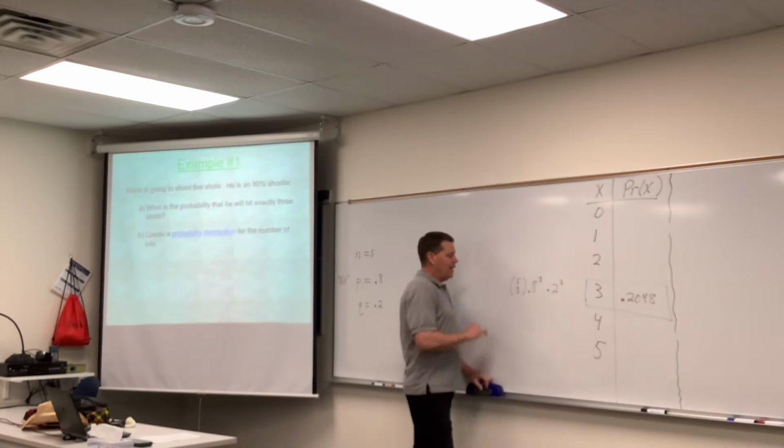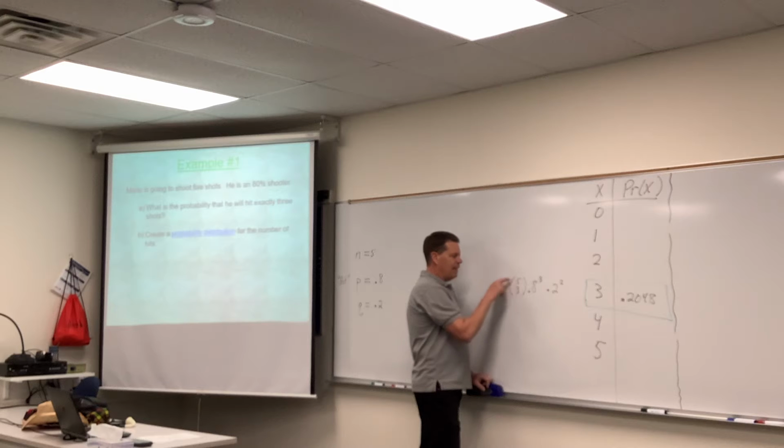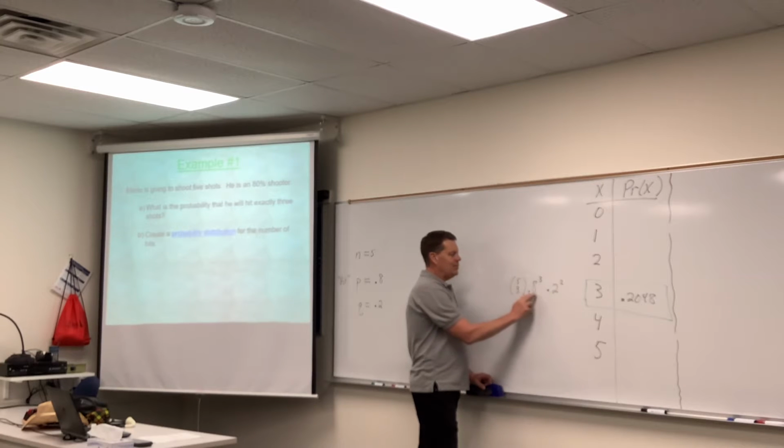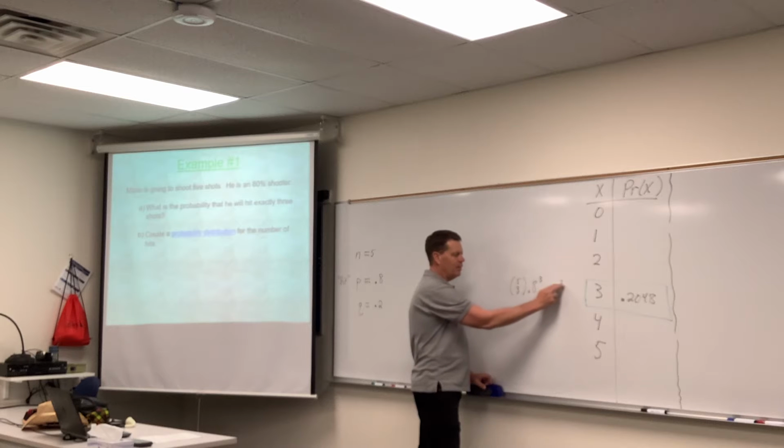So we talked about, we give a person 5 trials, 5 attempts at a task, shooting a basketball in this case. He can succeed on any 3 of them, and we don't care what order. That's why that's a combination of 5 choose 3. He's going to succeed on 3 of them, 0.8 to the third power. He's going to fail on 2 of them, 0.2 to the second power.